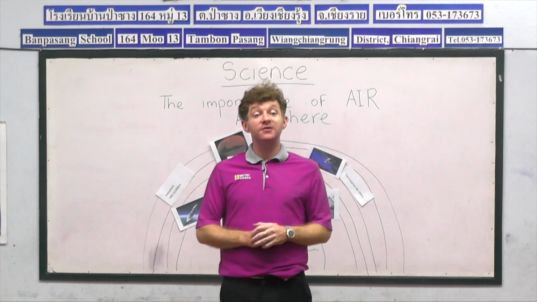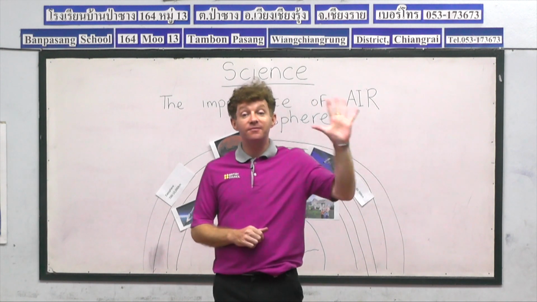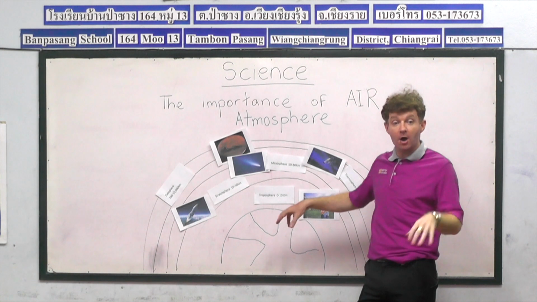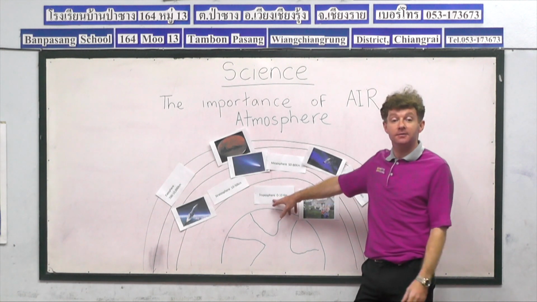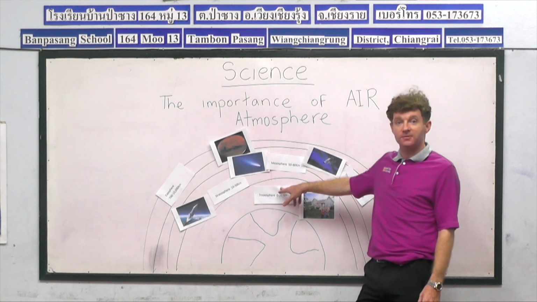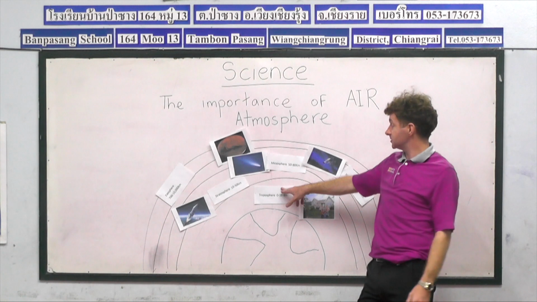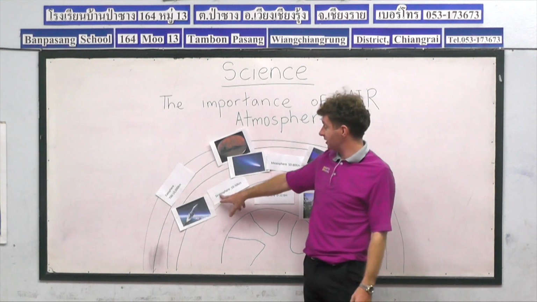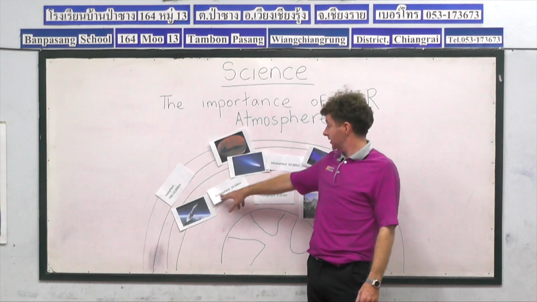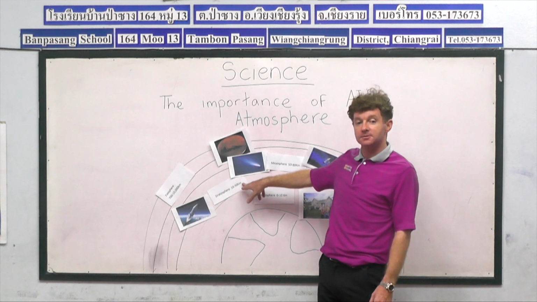So before we finish, guys, how many levels to our atmosphere? 5, okay? Level number 1, where we are, troposphere. 0 to 10 kilometers. Then after troposphere, we have stratosphere. From 10 to 50 kilometers.